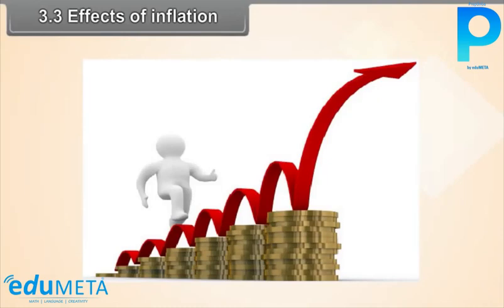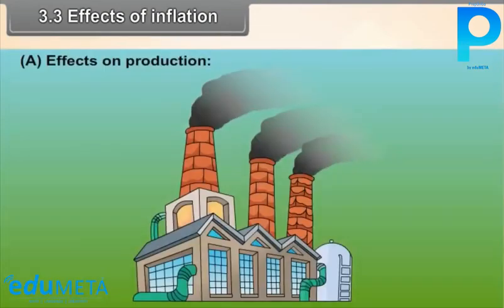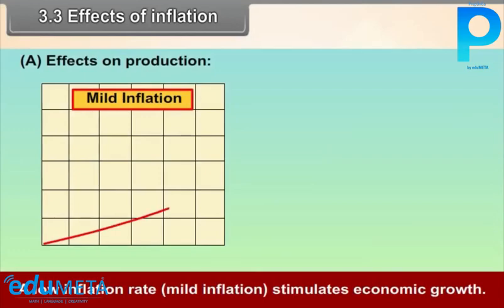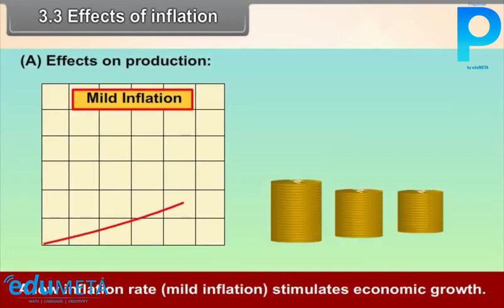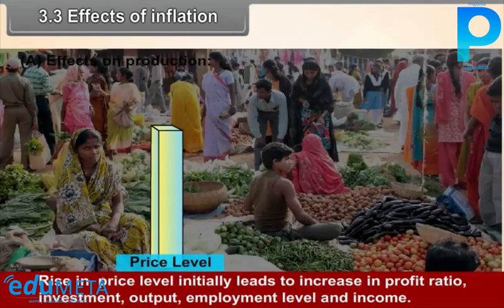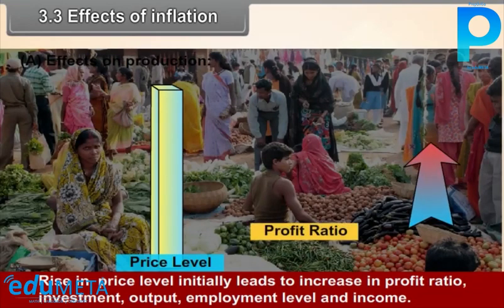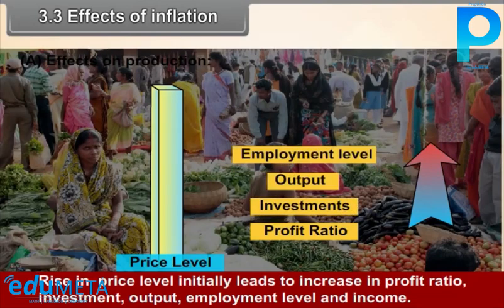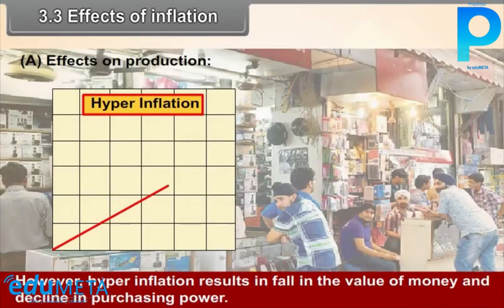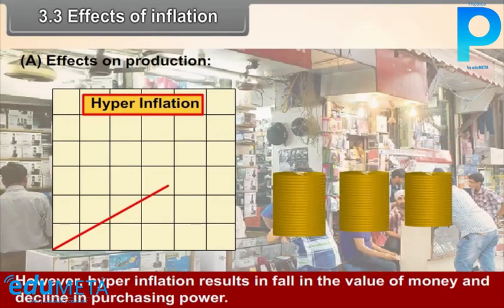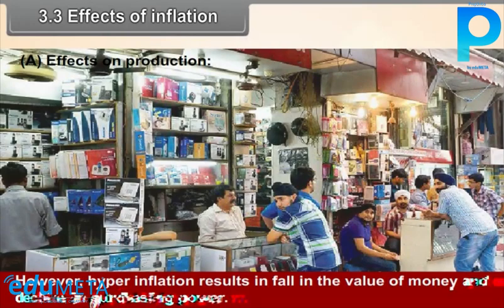3.3 Effects of inflation. A. Effects on production. A low inflation rate stimulates economic growth. A rise in price level initially leads to an increase in profit ratio, investment, output, employment level, and income. However, hyperinflation results in a fall in the value of money and a decline in purchasing power.